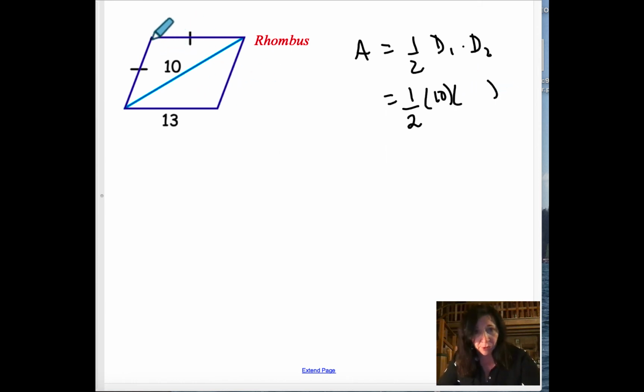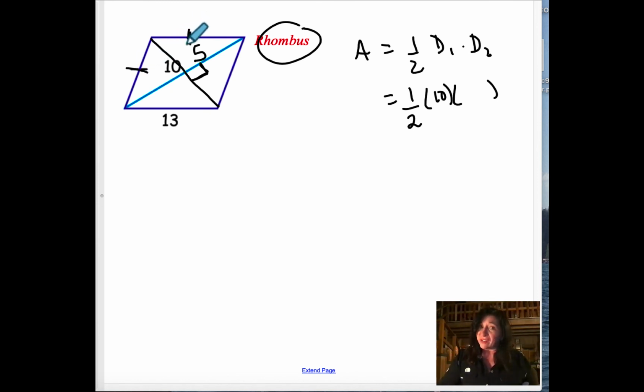Okay, so now I'm going to put another diagonal in here. What you need to know about a rhombus is that the diagonals are perpendicular. Best thing ever. So that's 5. And also, if it's a rhombus and you have two consecutive sides like that, see that they're congruent? All sides of a rhombus are congruent. So 13 all the way around. So that means that this is 5, this is 13. Right?